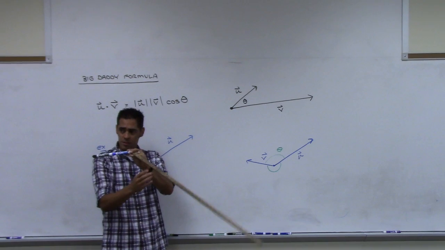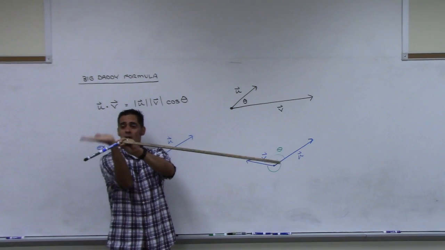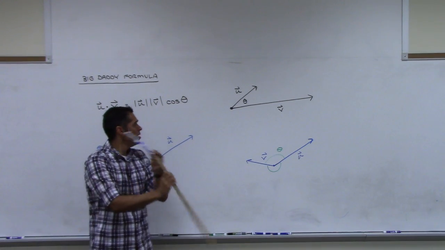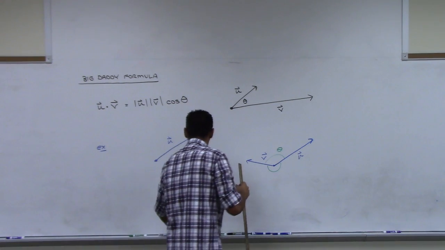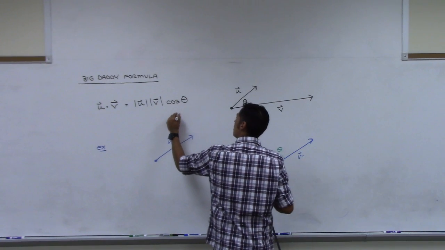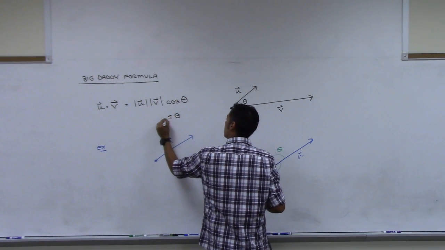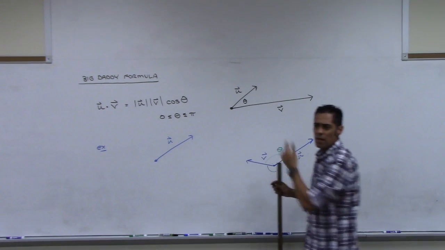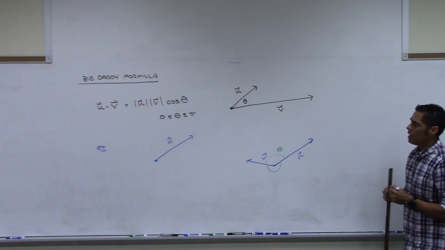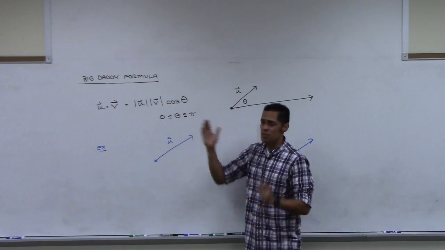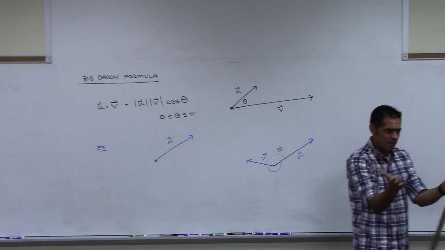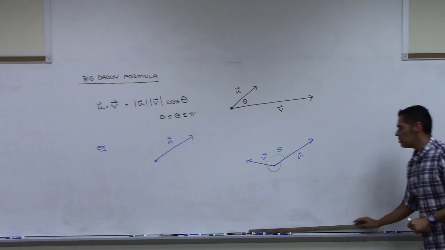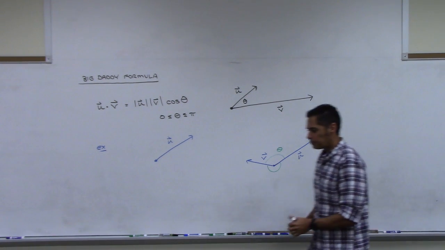So does that make sense? This angle is bigger, but we're always talking about the smaller of the two. So now this one becomes my angle. So this theta that we have in this formula should always be between 0 and pi, if you like, 0 and 180 degrees. So with this formula, it's the smaller of the angles between them. Yes? Okay. All right, I needed to establish that first.